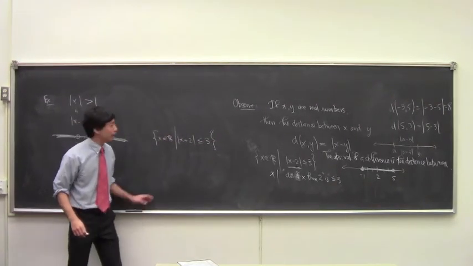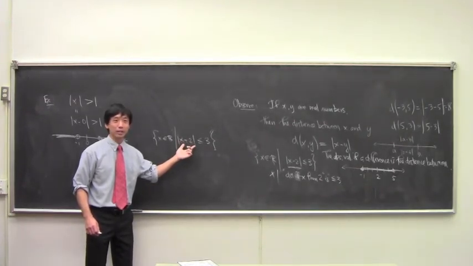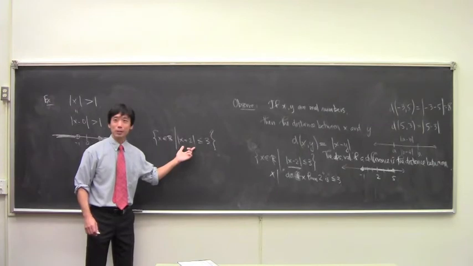So what if I said, I really don't want to think about this algebraically? I'd really rather think about this geometrically, as a distance. I can think of this as a distance too, right? How would I go about doing so?